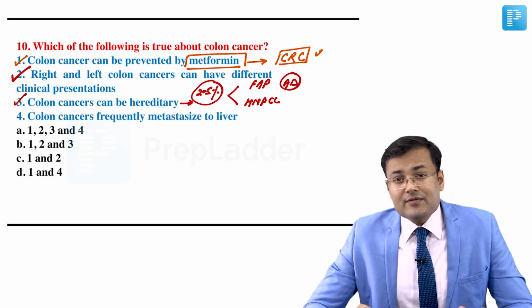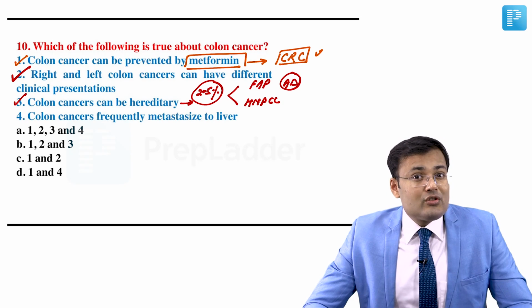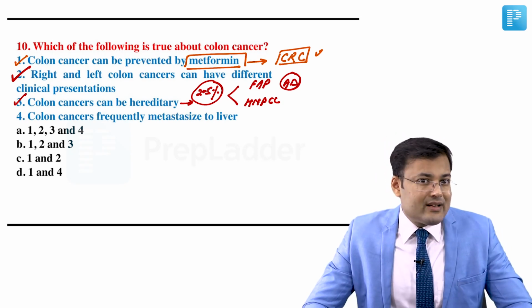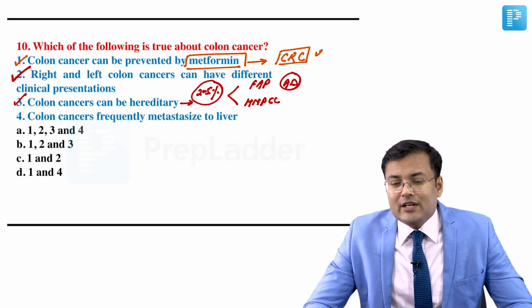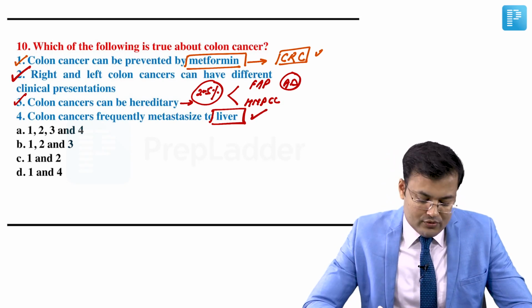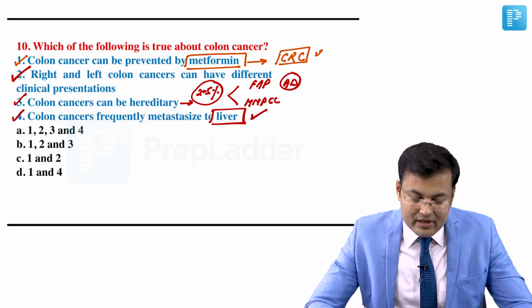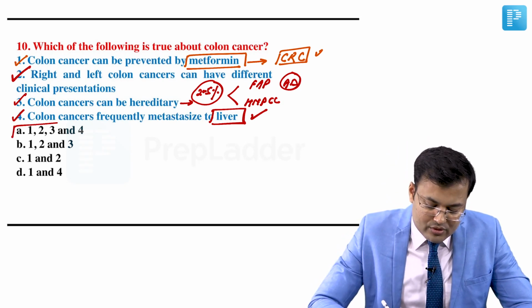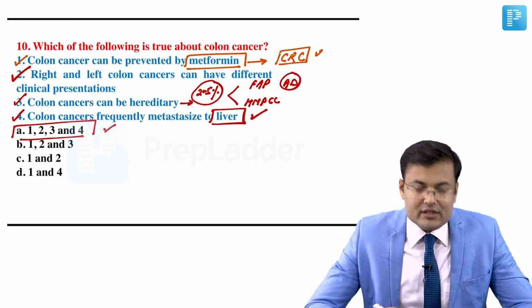And we discussed many times in the classes, in the videos, what is the most common site of metastasis from colorectal cancer? Not only colorectal cancer, any malignancy from esophagus till rectum having hematogenous spread, the most common site of metastasis is liver. So 4 is also correct. So 1, 2, 3, 4, all of these are correct. So the correct answer for this question is A.